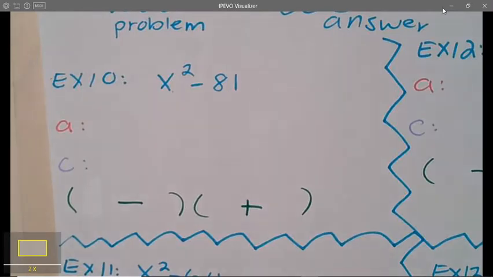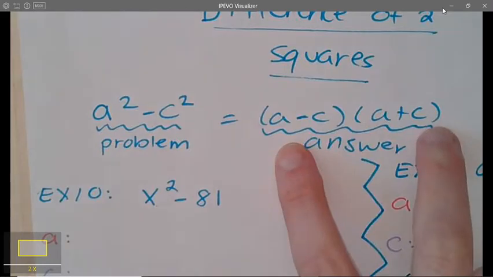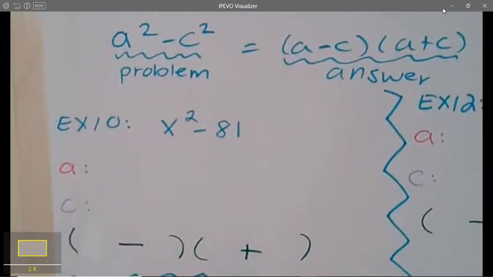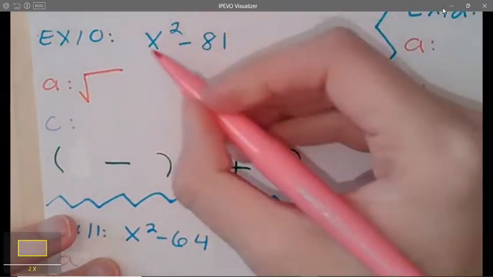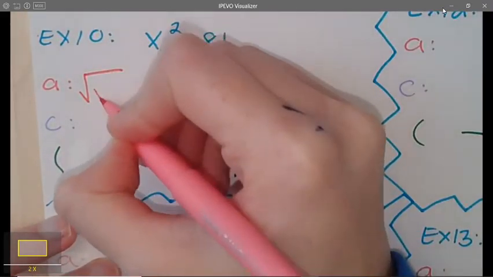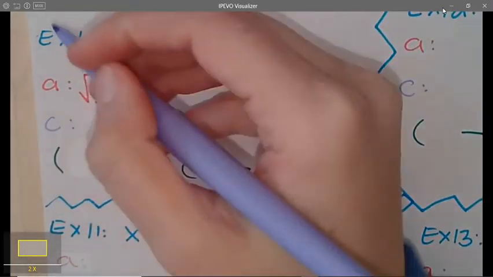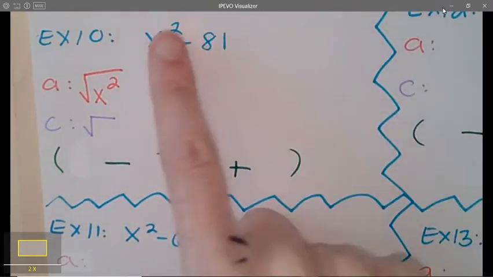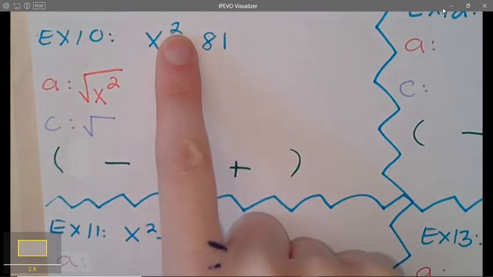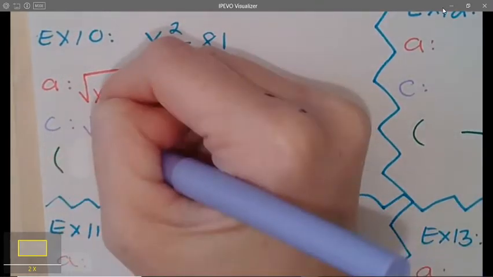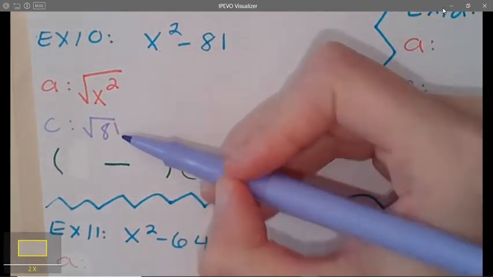So to get my A term in my formula, I'm trying to get an A and a C so I can write my final answer by subtracting and adding my A and C. The way that you get your A and your C: to get A, we are going to square root the first term, which is the x squared. And then to get the C, we are going to be square rooting the second term, but we are going to ignore the negative. So don't use the negative. I'm going to square root the 81 without the negative. So we're going to square root our first term and our last term. That's all we're doing.